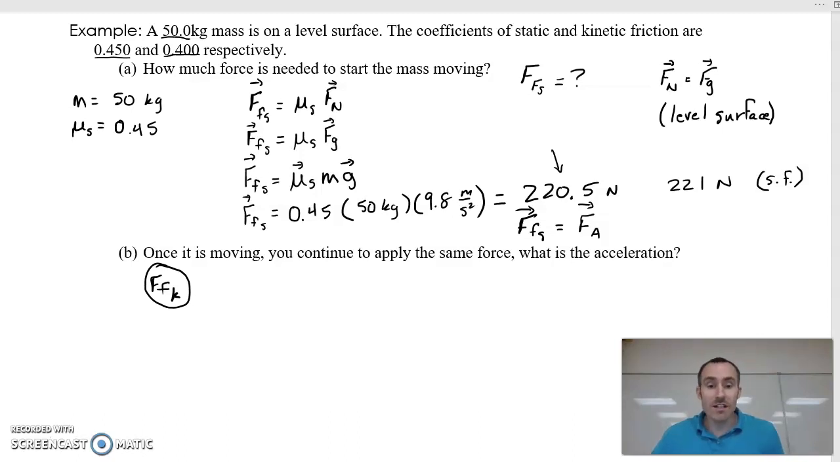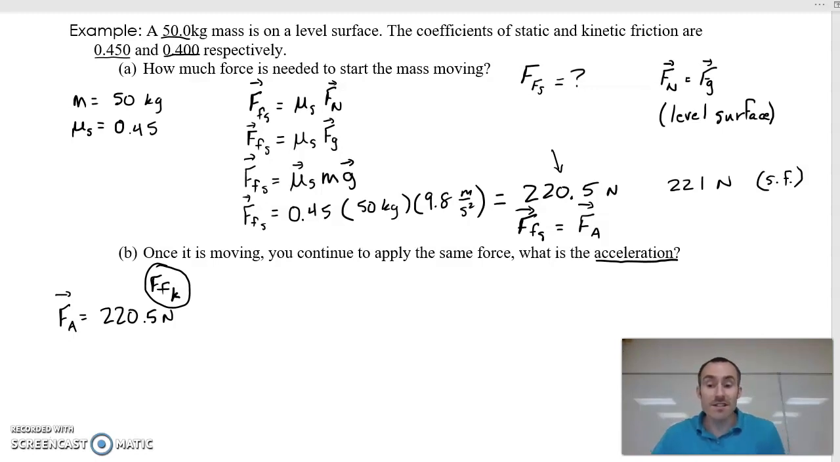And so what we're going to need to do to figure out the acceleration here is use F net equals ma. Okay, acceleration, that's where we get it from when we're talking about force. So in this case, we don't have any other information other than our applied force is 220.5 newtons. And yes, I'm going to use that number rather than my 221 because I don't want to use rounded numbers in my calculations. Sig figs only apply to the very end answer.